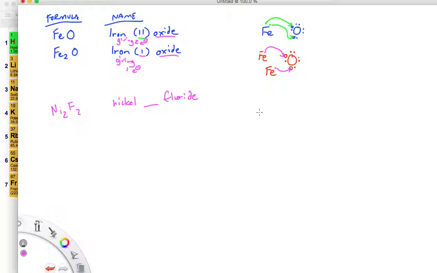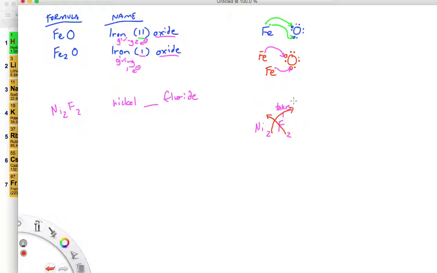Well, we know that fluorine takes one, and we don't know how much nickel is going to be taking. Okay, but we have these right here. So, if we do reverse crisscross, it is a strange way of thinking about this.